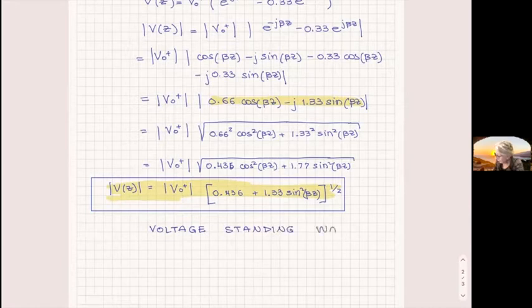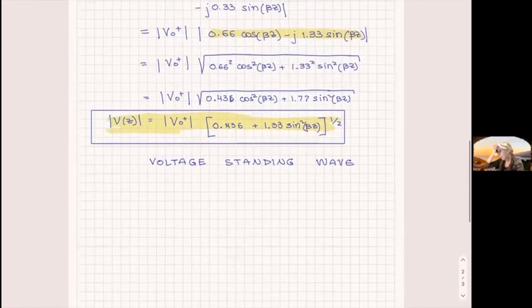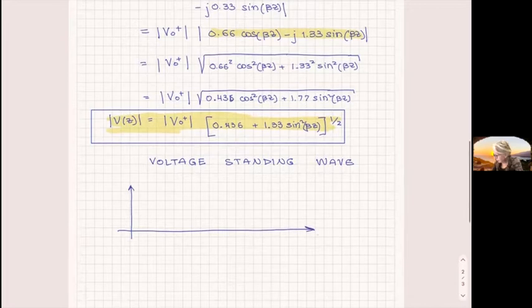Why is it called the voltage standing wave? For the following, let's try now approximately to plot it. Approximately. What I was going to do is put this as z. And in fact, if I want to be correct here, since I have the means to do that, let me do it better.